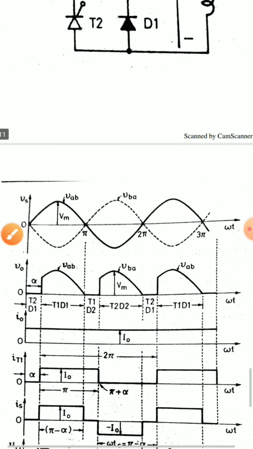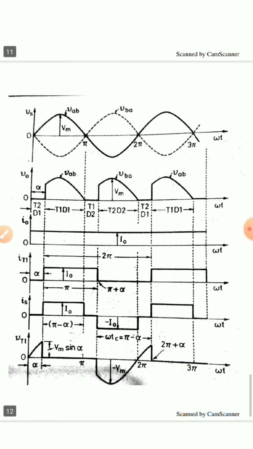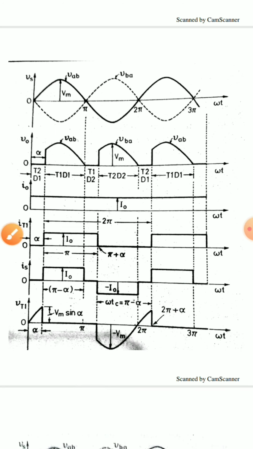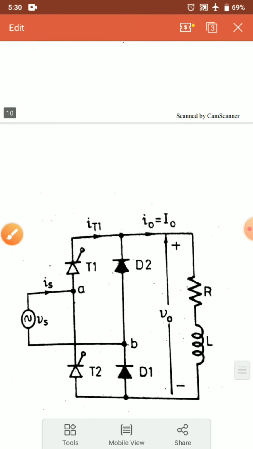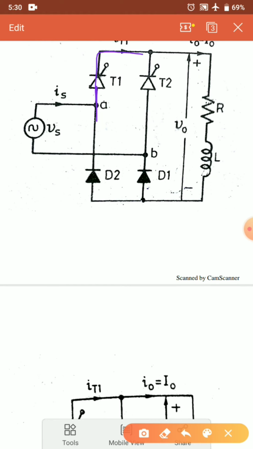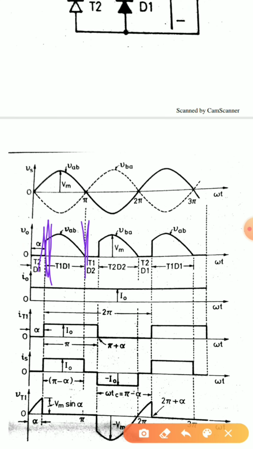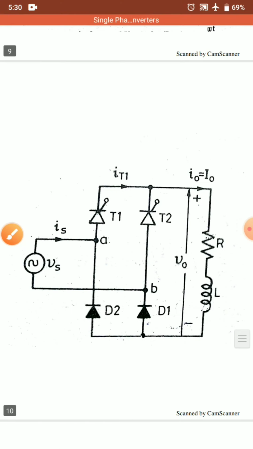Now let us look into the operation of symmetrical and asymmetrical semiconverters. This is the waveform for the symmetrical semiconverter. Let us leave the duration from 0 to alpha and start with alpha. At alpha my thyristor T1 will turn on. I am talking about the symmetrical configuration. So at alpha T1 is turning on, and my circuit is completing using T1 and D1. From alpha till pi, T1 and D1 are conducting.